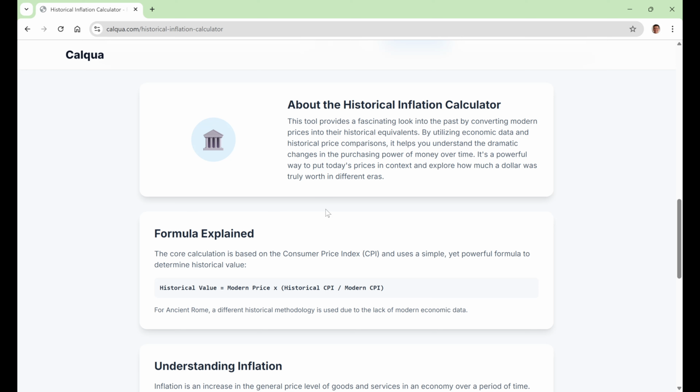For ancient periods, where official CPI data is unavailable, we use a different methodology. We rely on extensive historical research into the prices of staple goods and the average wages of the time to create a compelling, though approximate, conversion. This allows us to provide a broader historical context that CPI alone cannot capture.